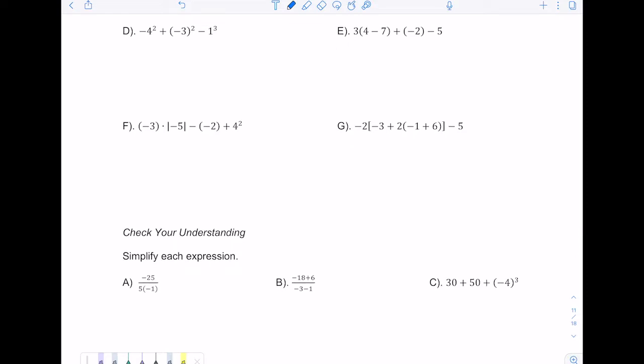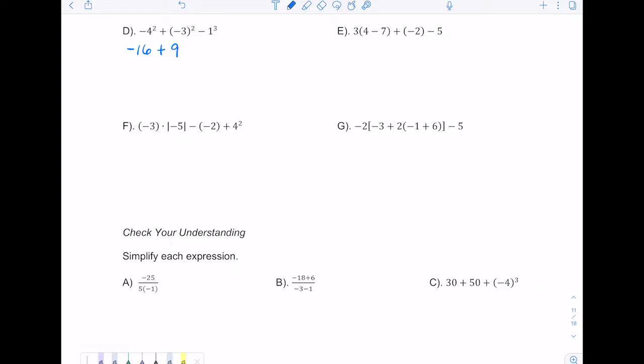In letter D, I've got -4 squared. So now remember, the negative is not being squared, just the 4. 4 squared is 4 times 4, which is 16. So if I just bring the negative, I've got -16 plus. Now here, the negative is being squared. It's -3 in parentheses squared. So -3 times -3 is +9.